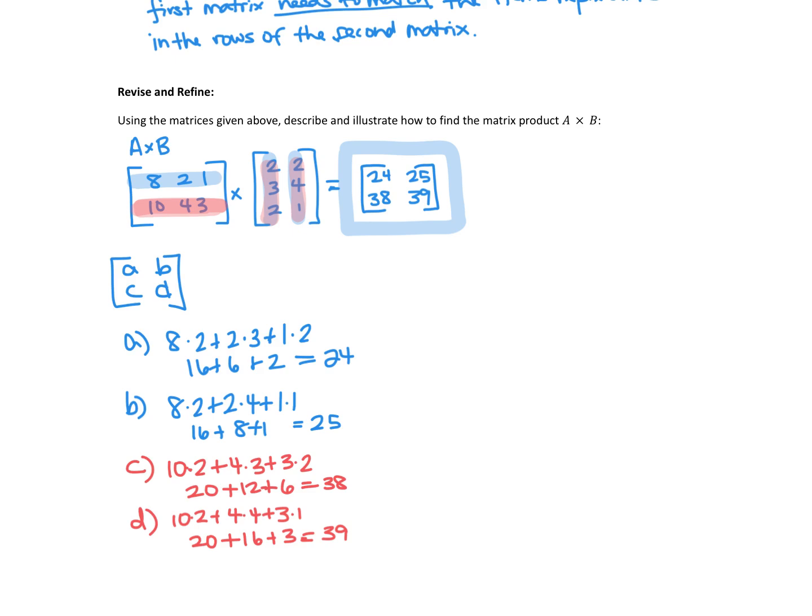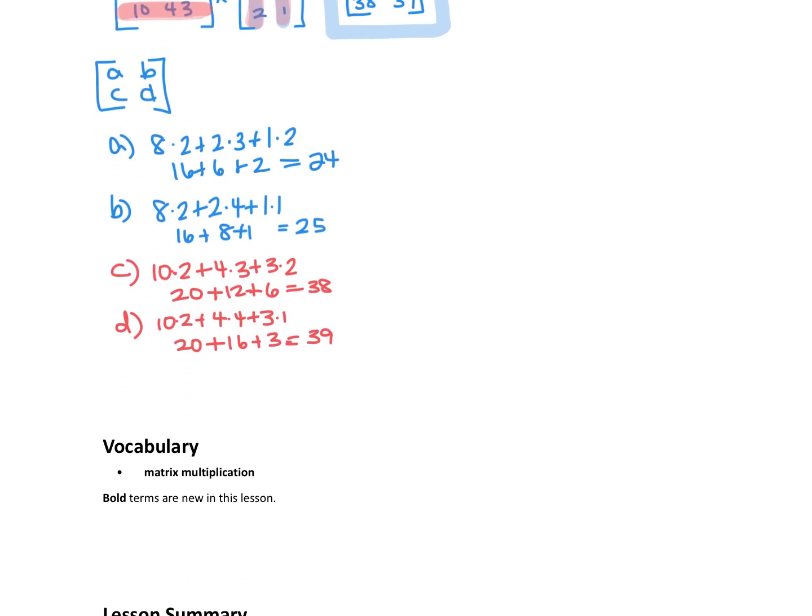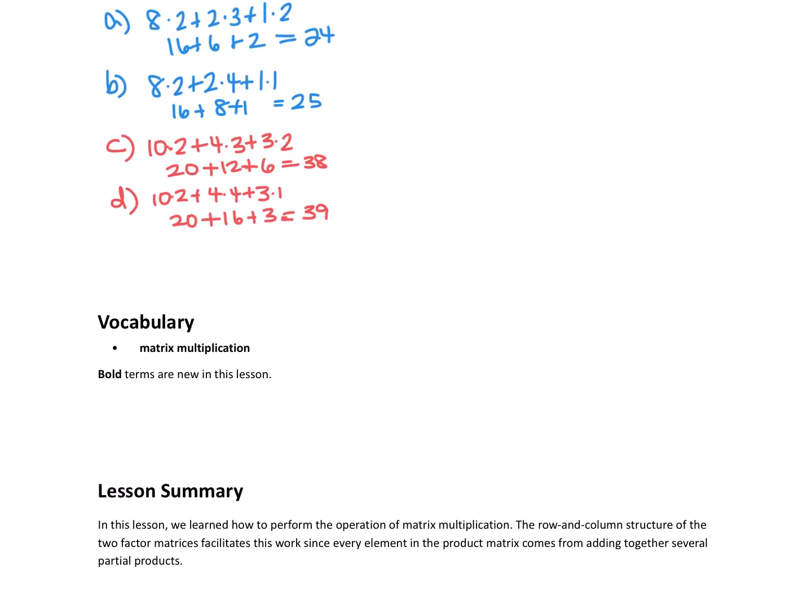Okay, the vocabulary that was covered today was matrix multiplication. And then the lesson summary. In this lesson, we should have learned how to perform the operation of matrix multiplication. The row and column structure of the two-factor matrices facilitate this work. They allow us to do this multiplication since every element in the product matrix comes from adding together several partial products.